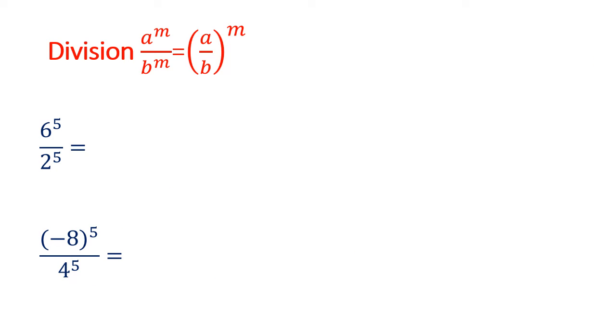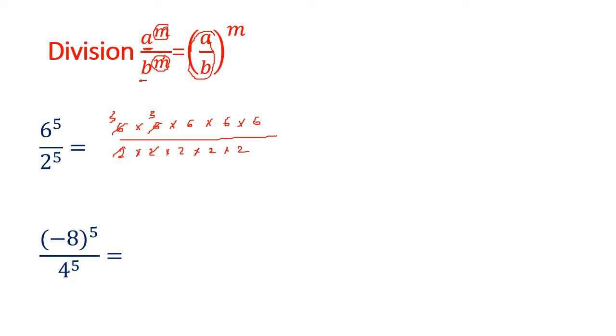Okay? In the same way for division, if the base is different but the power is the same, we can first divide the numbers and then put the power. For example, 6 raised to 5 can be written as 6 into 6 into 6 into 6 into 6, upon 2 raised to 5, which can be written as 2 into 2 into 2 into 2 into 2. Now you can do 2 1s are 2, 2 3s are 6, and so on. So we get 3 raised to 5 upon 1, that is 3 raised to 5.